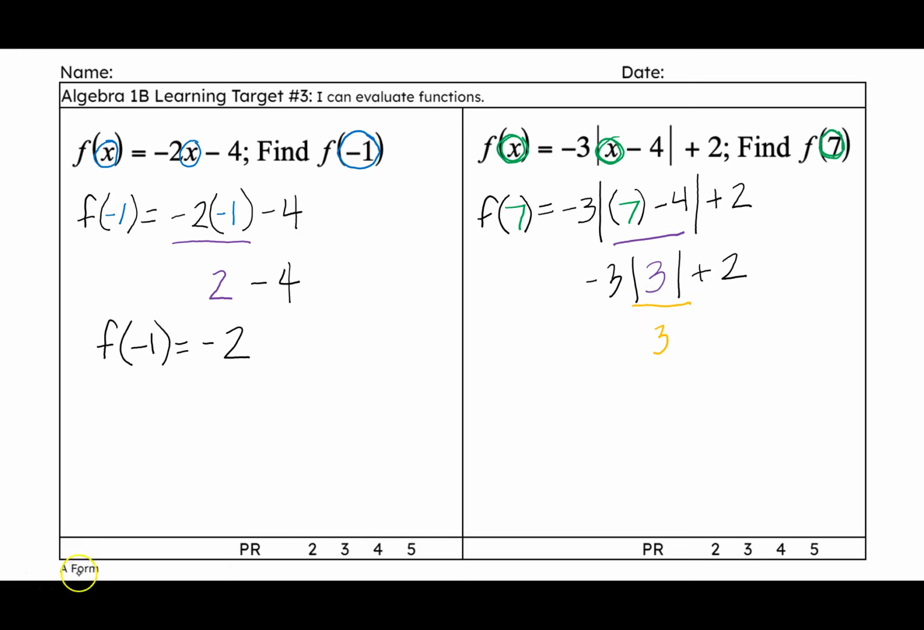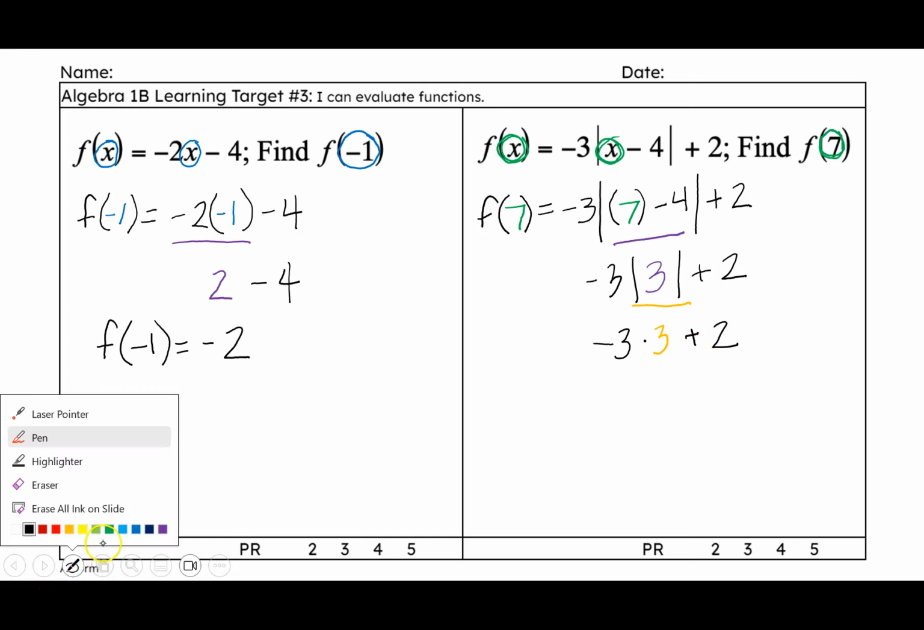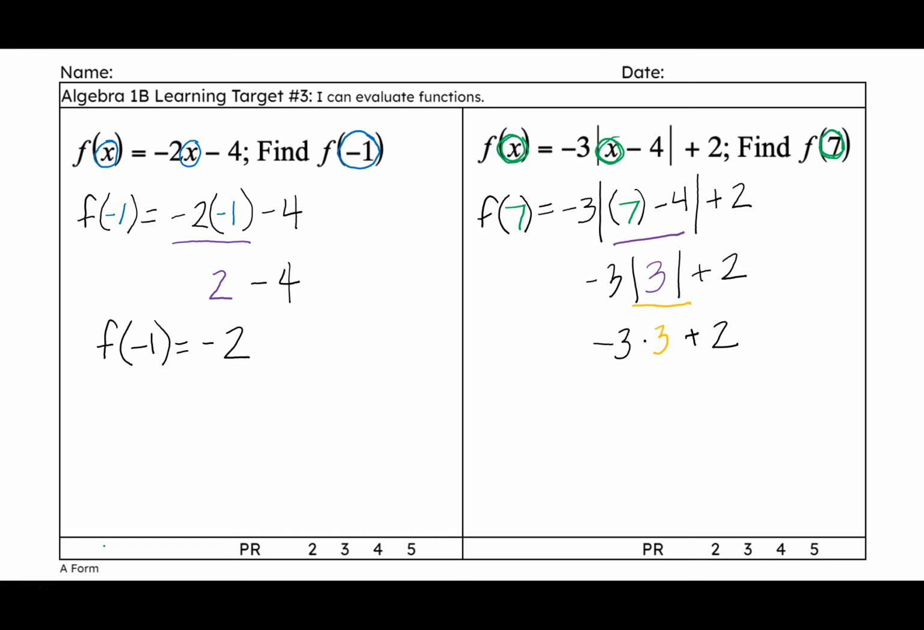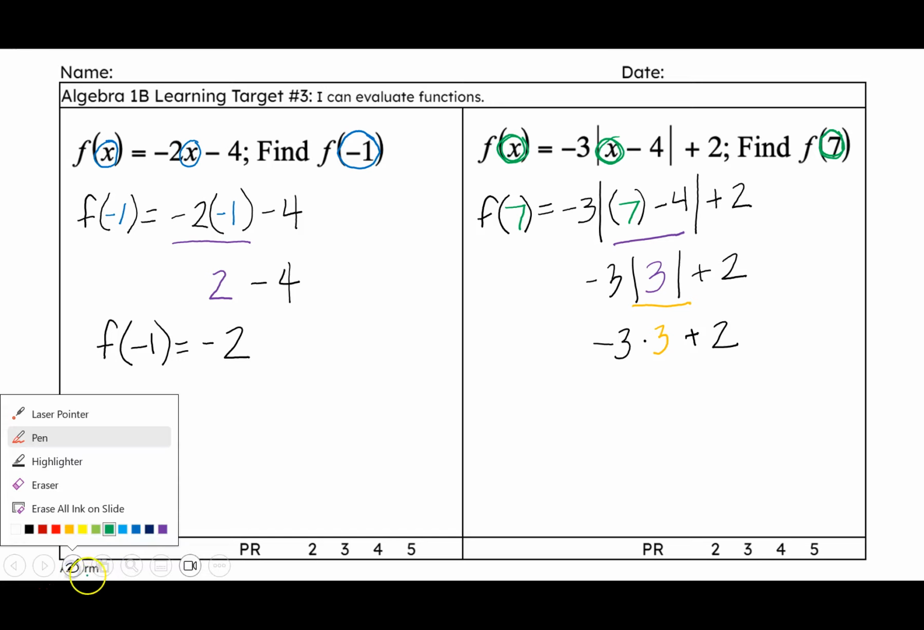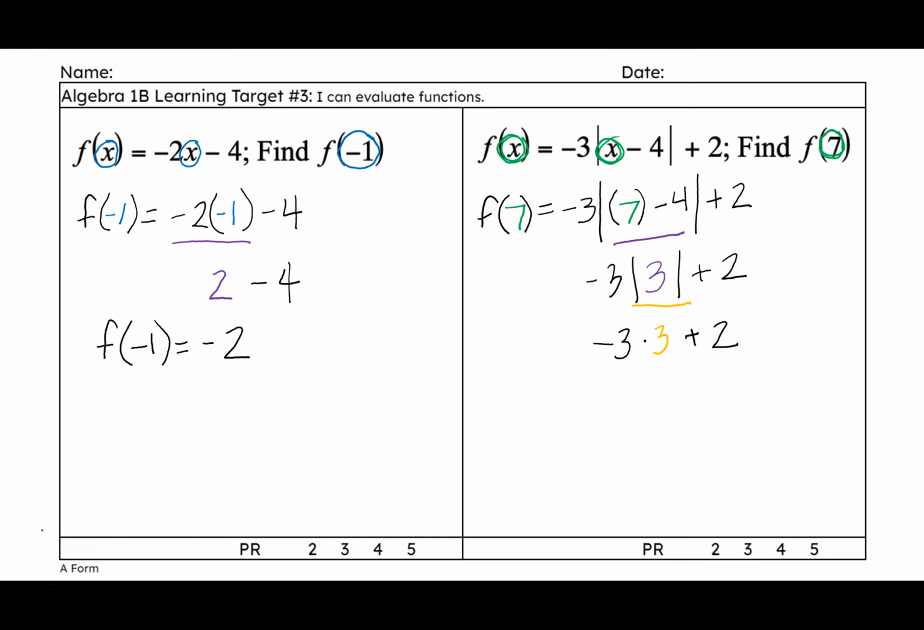All right, let's rewrite all the other stuff. We've got -3 times 3, and then +2. All right, 2 operations left. I'm going to do this multiplication first, because that's first with PEMDAS. I already did green. Let me pick a different color. Let's pick red. Here we go.